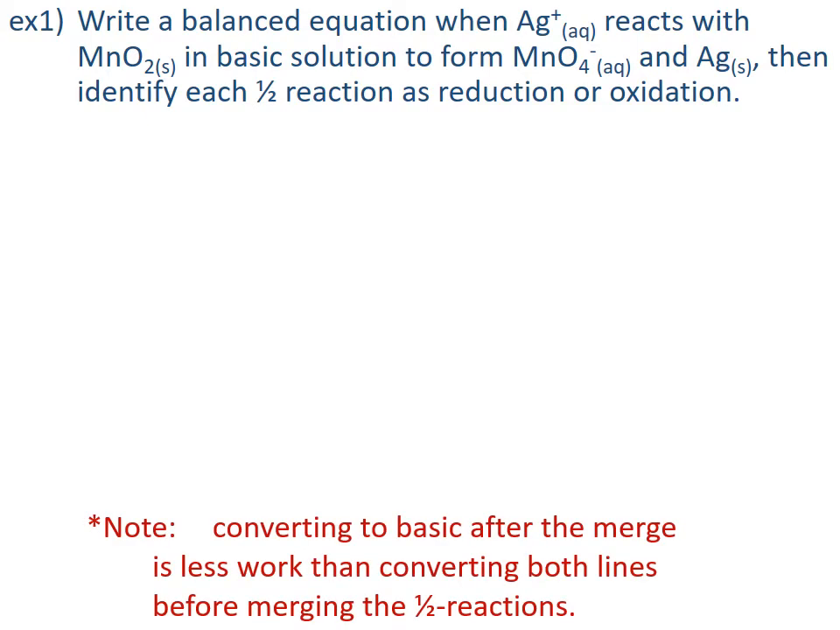Now note, it is easier to convert to basic after the merge. It's less work than converting both of the half reactions to basic before the merge. Why do it twice when you get the same result just doing it once at the very end? So I will not convert to basic solution until I have merged my half reactions.